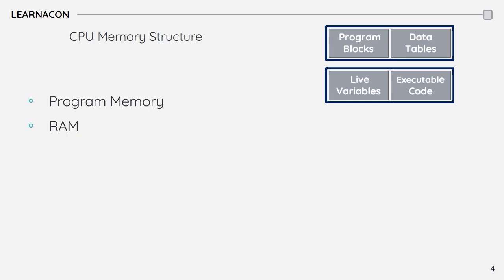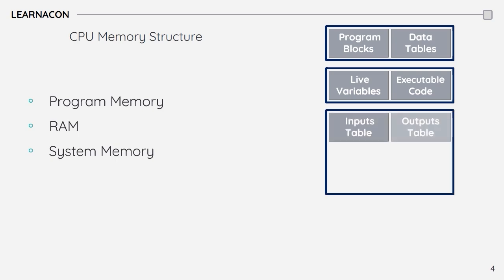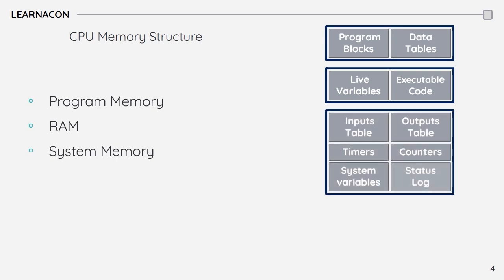Each CPU has a dedicated memory space for inputs and outputs, as well as timers and counters. All I/O signals are communicated to I/O cards via this memory area. The CPU will also record the status logs and system information such as date and time in this memory.